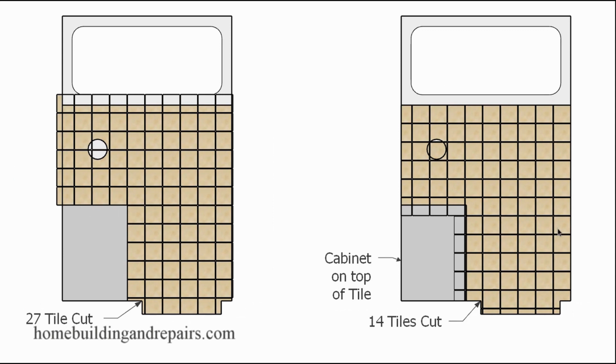Now in this one here, I went ahead and ran the tiles underneath the cabinet. And this isn't a common form of construction, but I've done it myself before to save cutting the tiles on certain tiles that were difficult to cut. You can't beat this one. 14 tile cuts, and if you get rid of these tiles here, you're going to have even less. So you're going to have just a few that need to be cut.